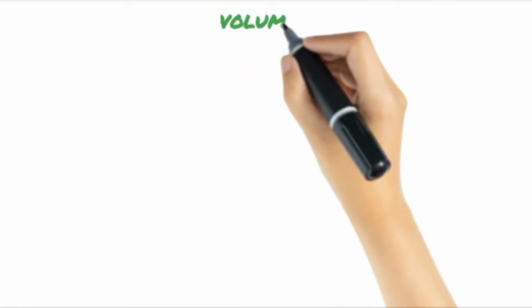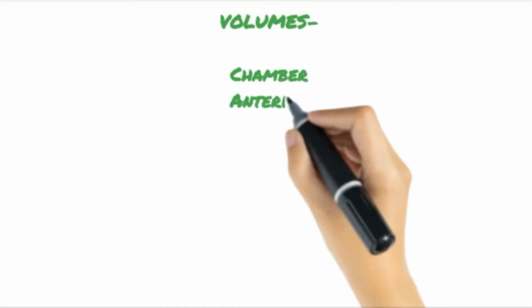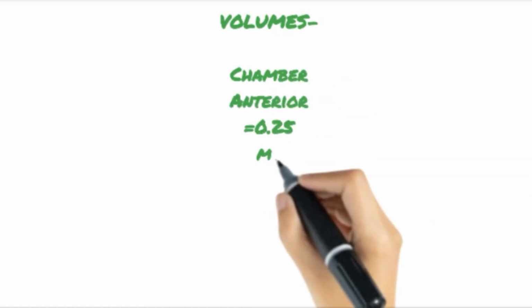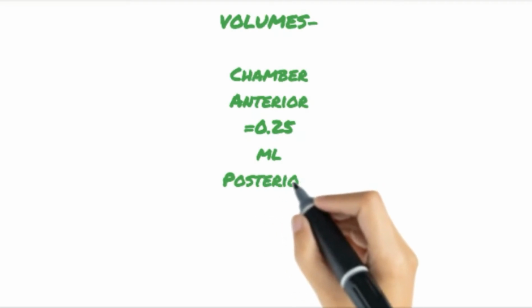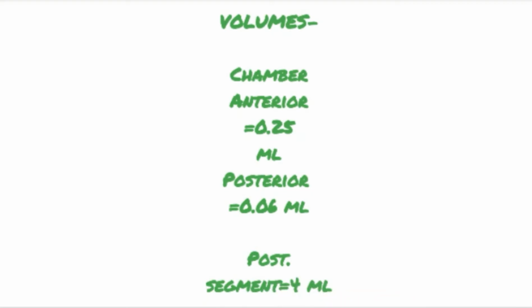Today, I'm gonna tell you about the most important values you need to remember or know in ophthalmology. So, let's get started, friends. Hope you are ready. First of all, we start with the volumes of the chambers and segments of the eye. Anterior chamber, we have posterior chamber. Anterior is having 0.25 ml, posterior is having 0.06 ml, and posterior segment is having around 4 ml volume.